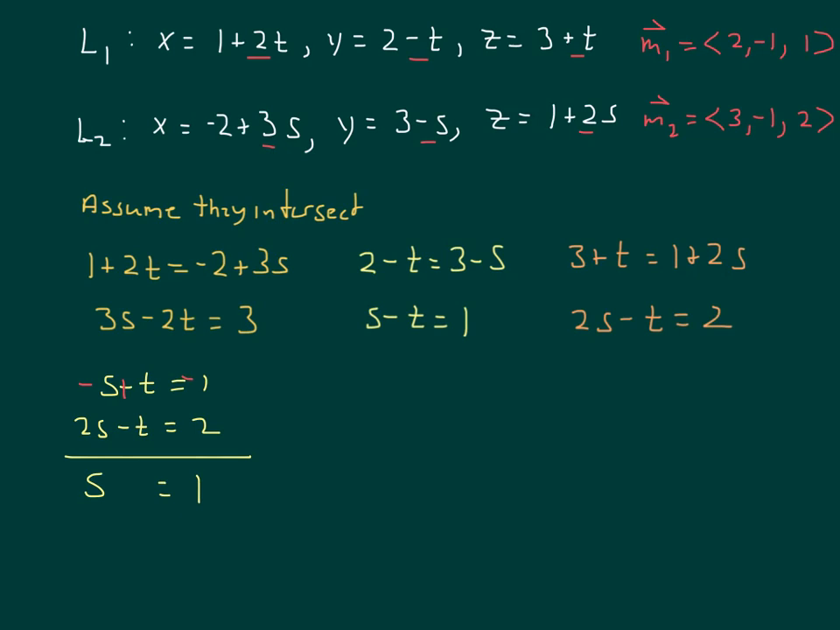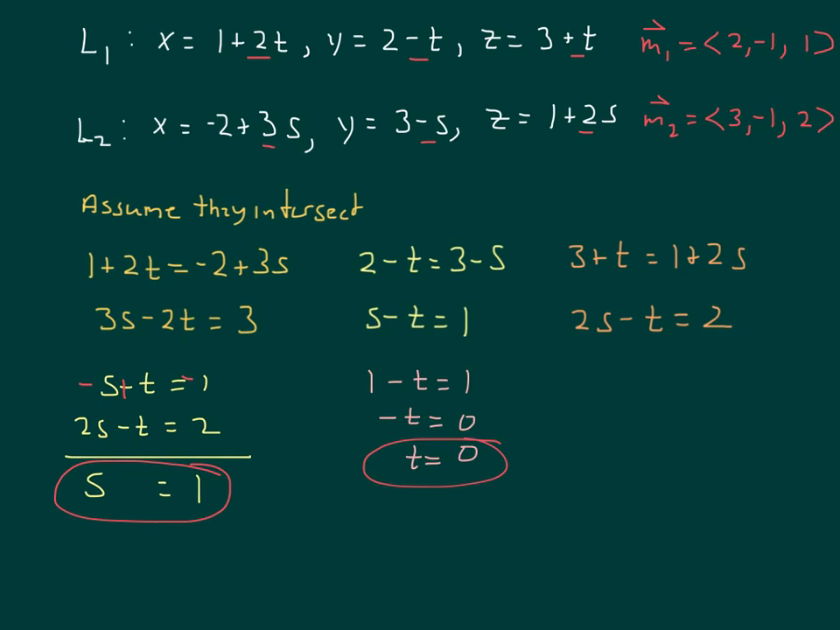If s equals 1, it doesn't matter which one I go to, I can go back to this equation right here, and I'm going to put 1 in for s, which will give me 1 minus t equals 1. And then solving that for t, I'll subtract 1 from both sides. I get negative t equals 0, so t equals 0. So now my solution is that s is equal to 1 and t is equal to 0. And what I now need to do is check that solution.